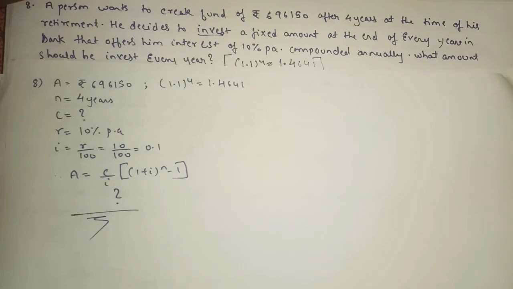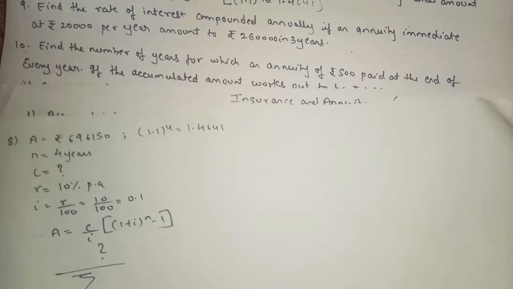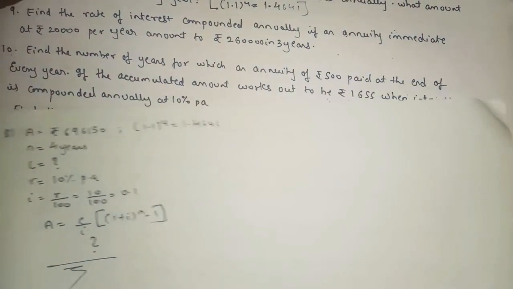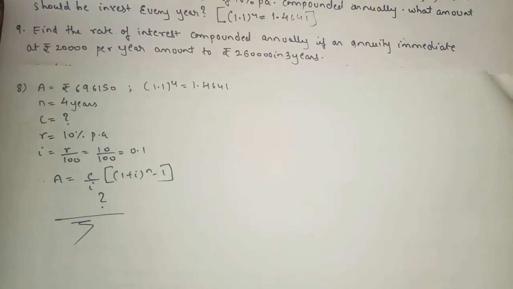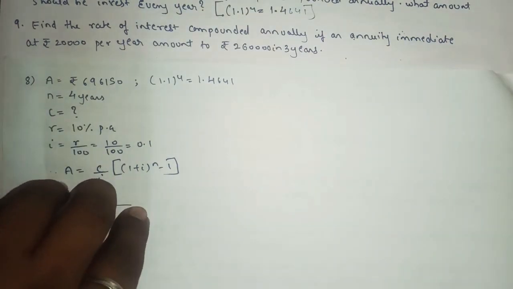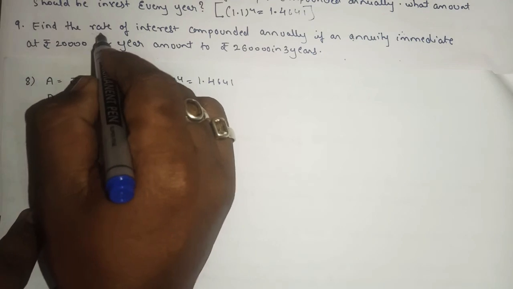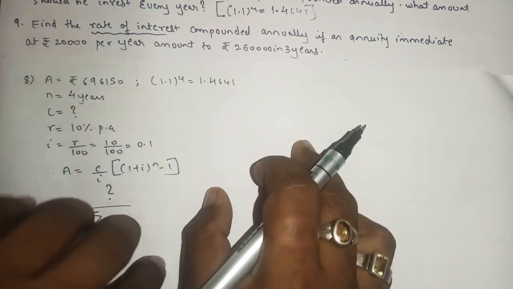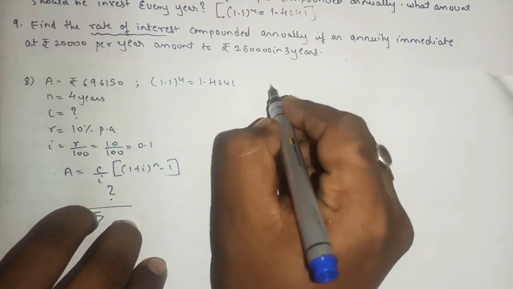Now next we'll move on to the next sum, that is question number 9. Question numbers 9 and 10 are very important sums from the exercise. So please don't skip these two sums. In question number 9, we have to find the rate of interest. Here we have something a little different from the previous sums, as we have to find the rate of interest.